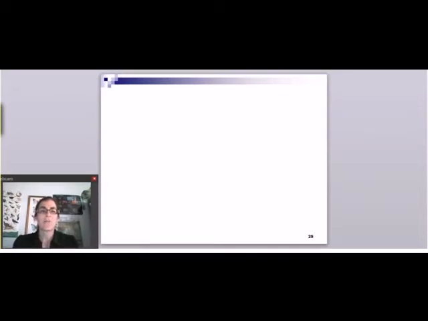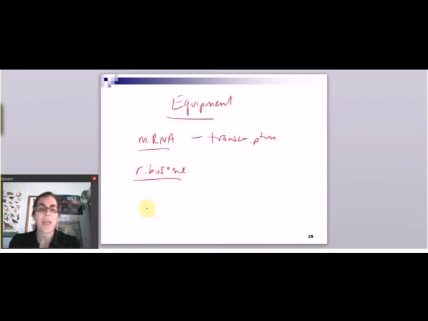So we're going to talk now about the equipment of translation, how the cell actually accomplishes translation. So the first thing we need is an mRNA, of course, and this is coming from transcription. So again, this was made during transcription. We also need ribosomes. So ribosomes are going to bind to the mRNA. And then we also need tRNAs.